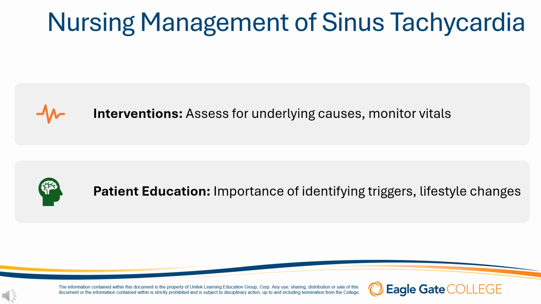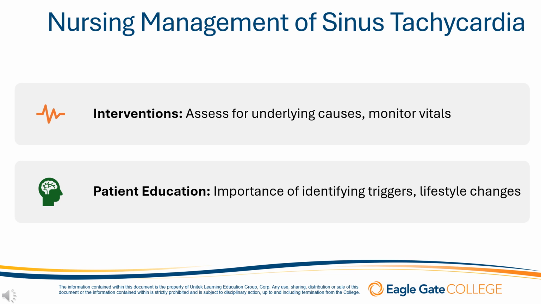This may include complete blood count to look for infection or anemia, thyroid function tests to rule out hyperthyroidism, and electrolyte panels to detect imbalances. An ECG will help confirm the diagnosis and rule out other arrhythmias.